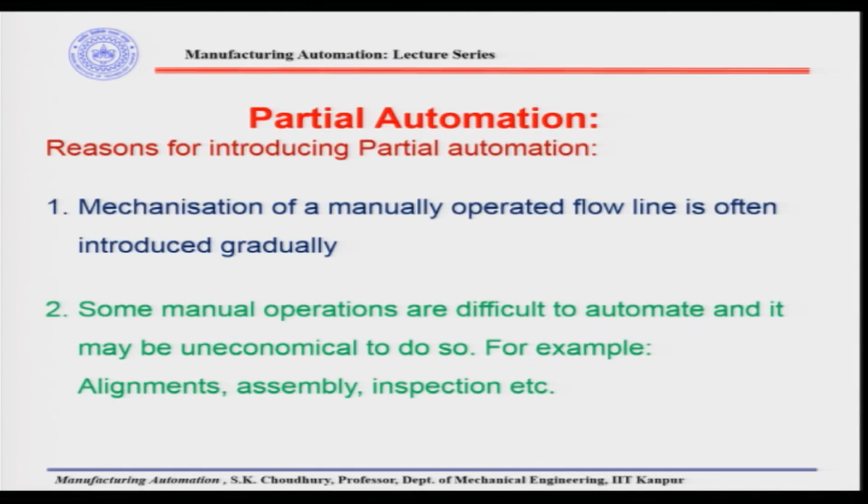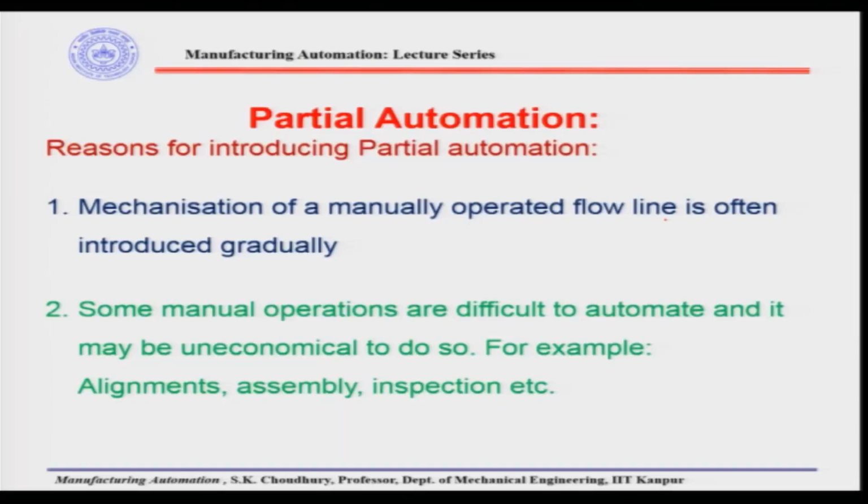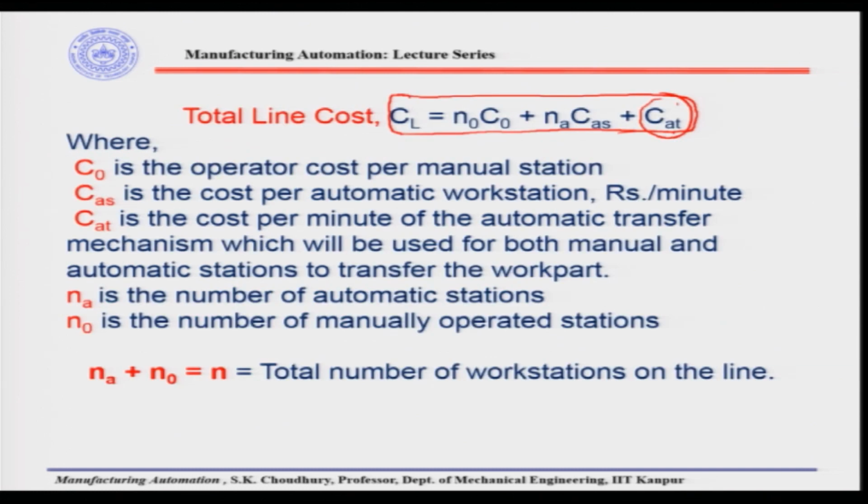Then we started discussing the partial automation, and we said that these are the two reasons that it cannot be done overnight. Therefore, mechanization of a manually operated flow line is often introduced gradually, and some manual operations are very difficult to automate, and if we even do that, it will be very expensive. So, there would be some manual operations, and therefore, the line cost will consider these factors, that is how many manual machines you have and how many automatic machines you have.